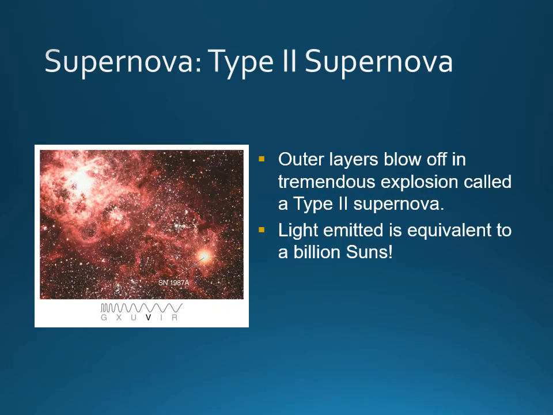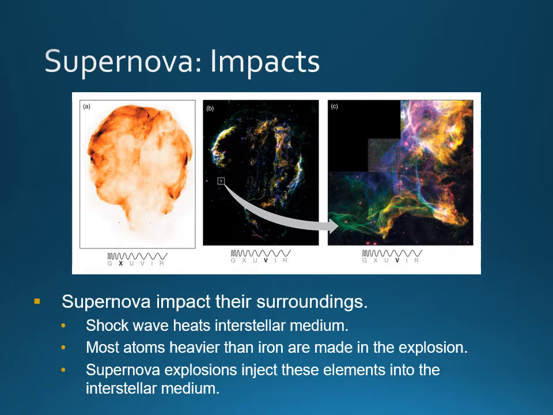The figure shows the brightness reached by supernova 1987A. In a Type II supernova, outer layers blow off in a tremendous explosion, and the light emitted is equivalent to 1 billion suns. The figure shows how the supernova impacts its surroundings. Its shock wave heats the interstellar medium. Most atoms heavier than iron are created by the explosion. These elements are then ejected into the interstellar medium by powerful winds.